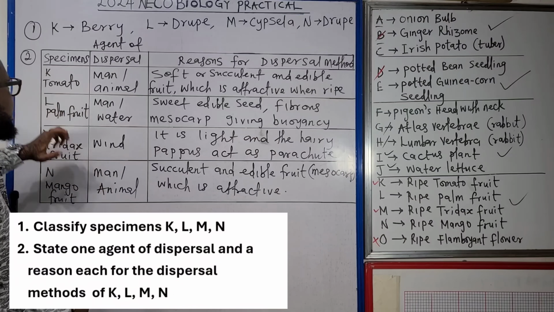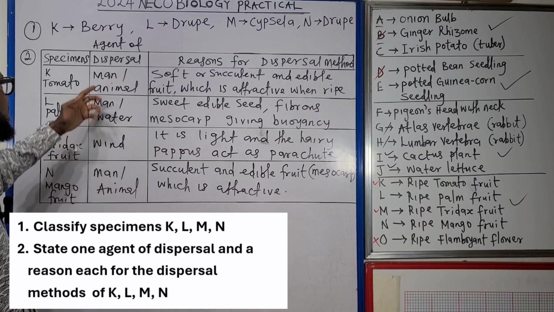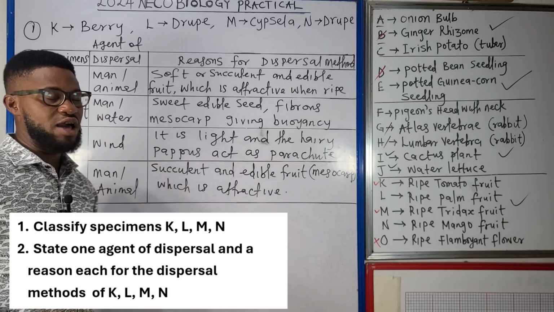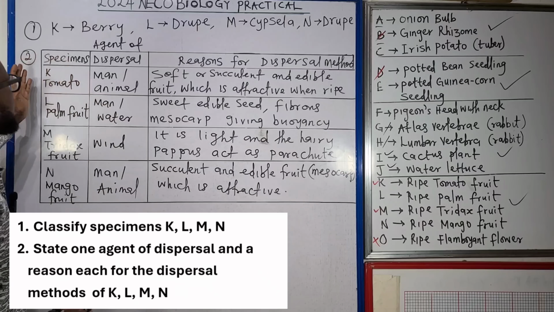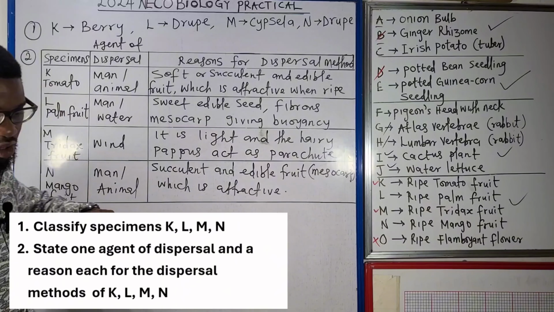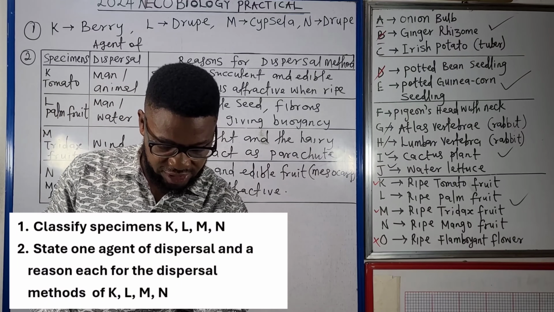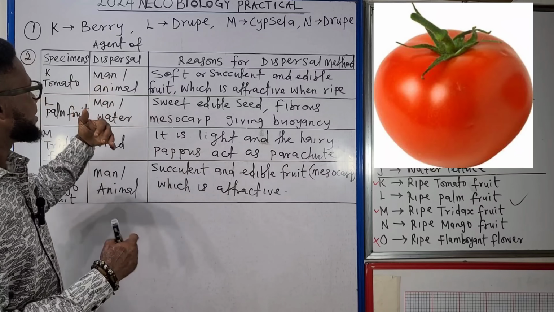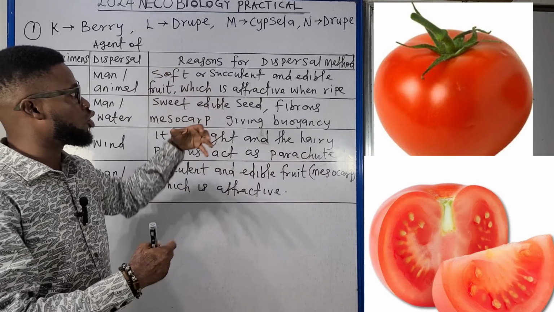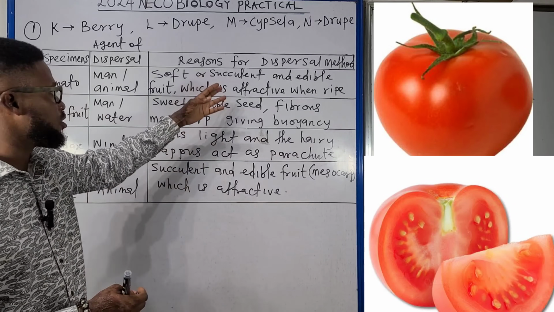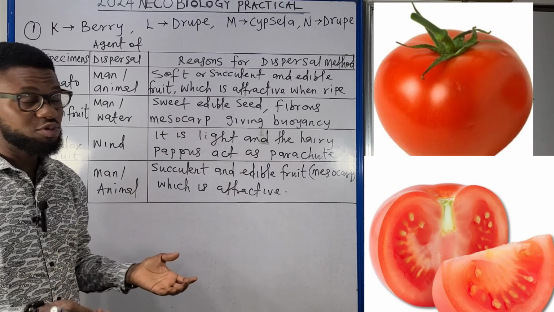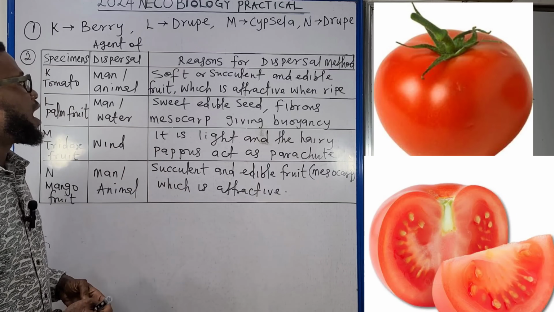For specimen K, the agent of dispersal is man or animal. So what is the reason why an animal or a man will want to disperse this specimen K? Talking about tomato fruit, you can as well see that on the diagram on your screen. It's very simple. It is soft or succulent. When I say succulent, it is juicy on the inside, and it is an edible fruit. It can be eaten raw.